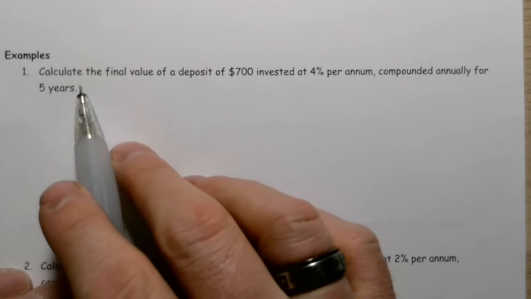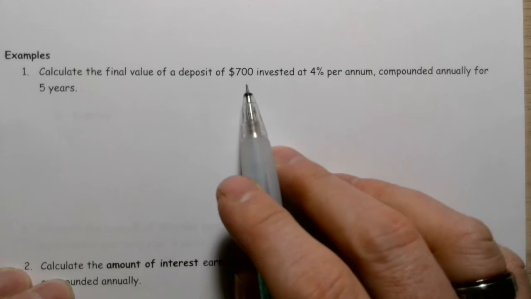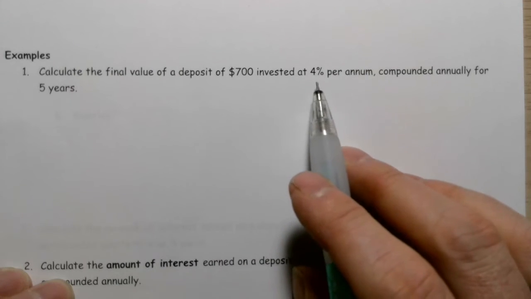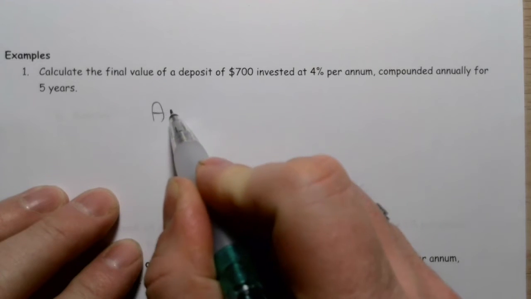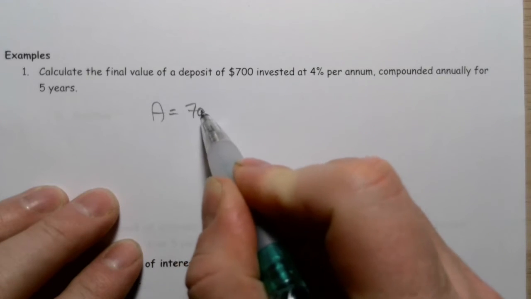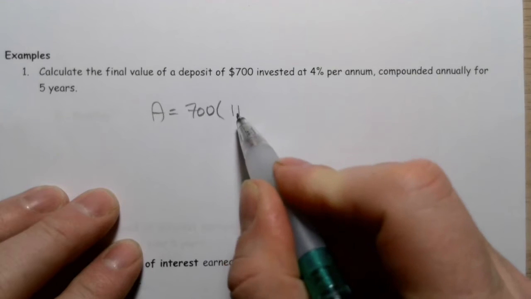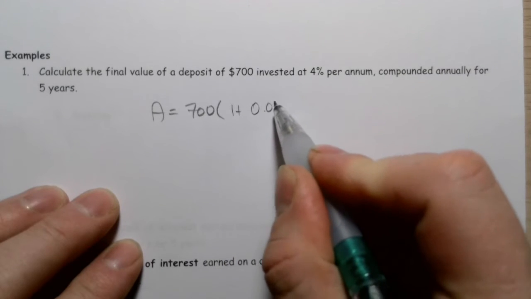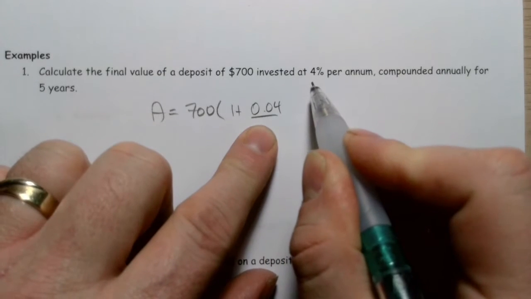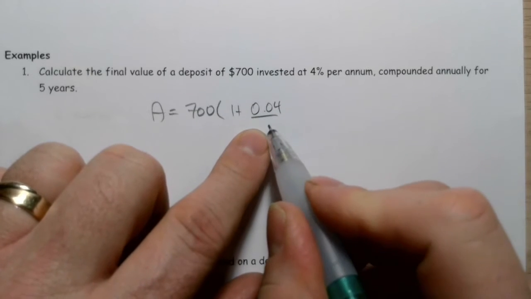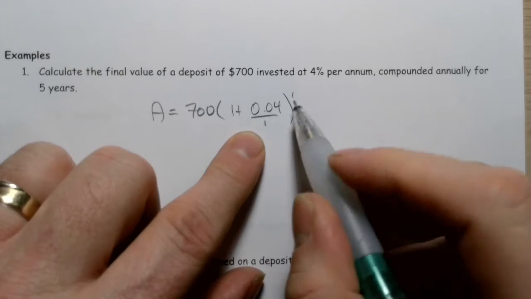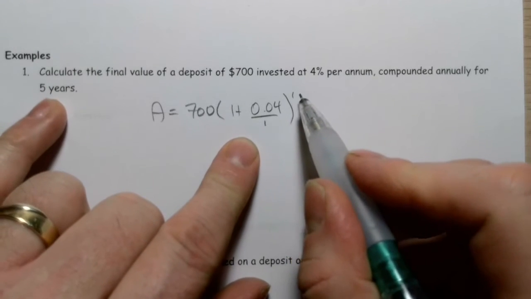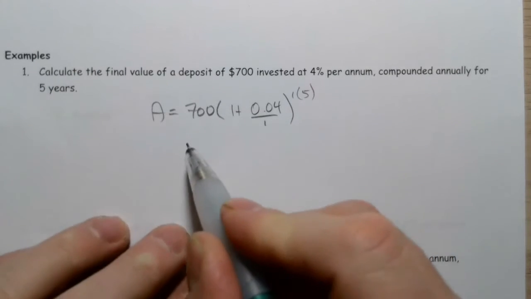So this question tells us to calculate the final value of a deposit of $700 invested at 4% per annum compounded annually for 5 years. Our accumulated amount will be the principal, $700, multiplied by 1 plus 0.04, because I'm going to convert that percent to a decimal. That divided by 1, since it's compounded annually, to the exponent 1 multiplied by the number of years, 1 times 5.